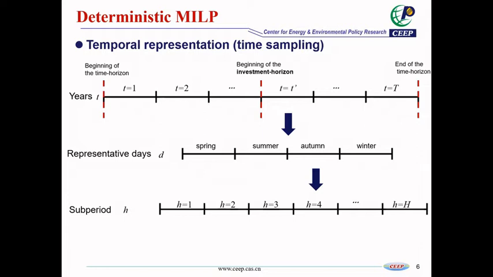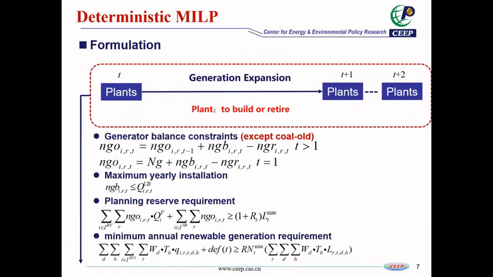As with the composition of the model, we divide the constraints into three parts: generation expansion, dispatch, and transmission. For each generation technology in each investment period, new construction with upper limit or retiring is possible. New generating units will also need to meet reserve constraints and minimal percentage renewable energy generation requirements.